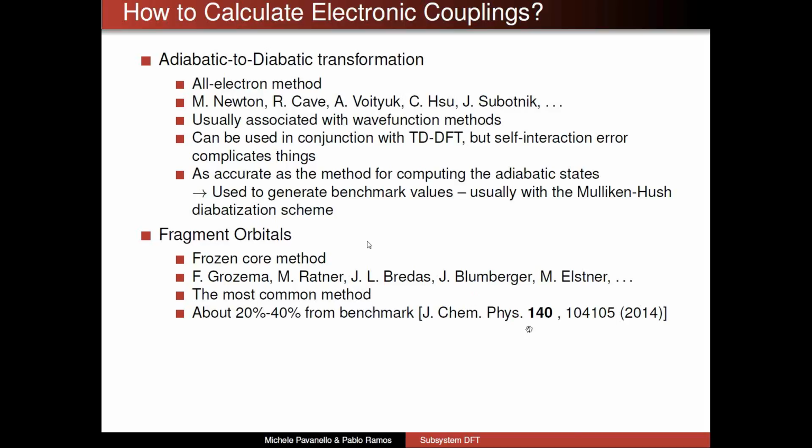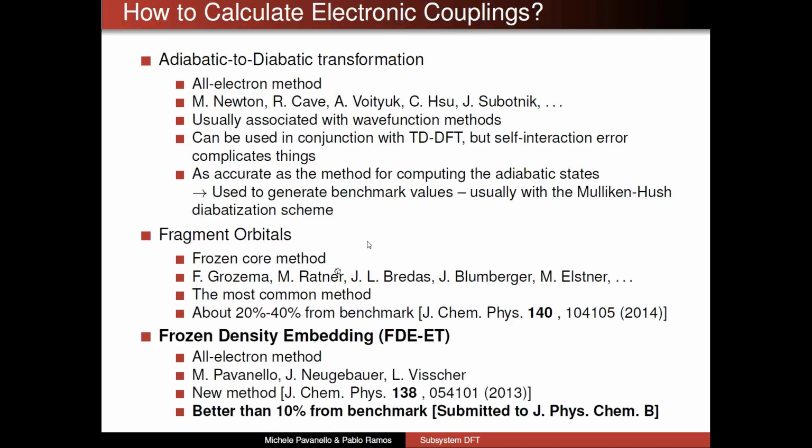In this paper they also look into constrained DFT and how constrained DFT can generate diabatic states. It shows that constrained DFT can do much better than fragment orbital methods. But here we are interested in frozen density embedding, and this method does not include or use the frozen core approximation.